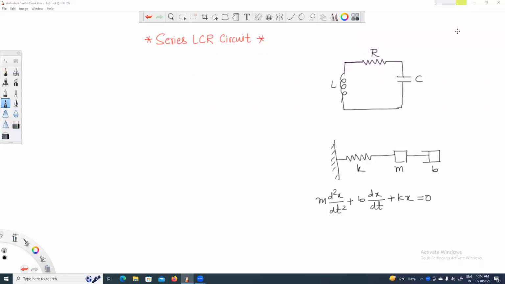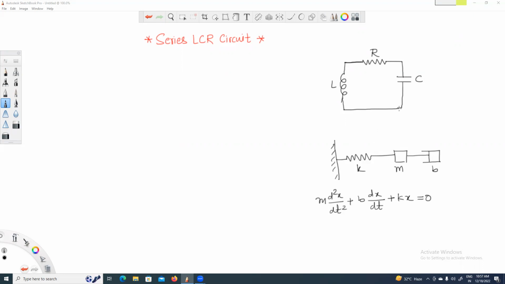In this lecture, we'll discuss the series LCR circuit. I have already drawn the figure for this series LCR circuit. You must notice that I have not applied any AC source across this series LCR circuit. All right, so why are we studying this?